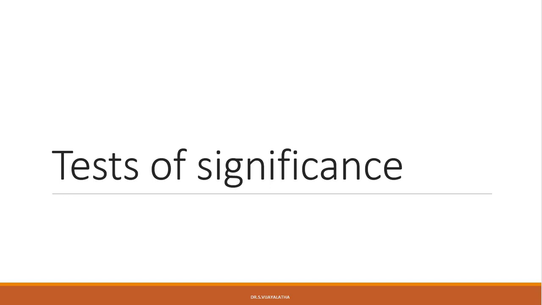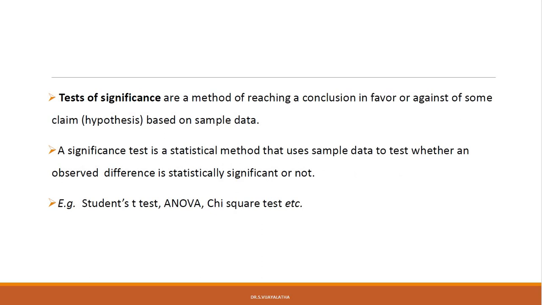In the previous video in the biostatistics series, we saw about the measures of descriptive statistics. Tests of significance are classified under inferential statistics. Tests of significance are a method of reaching a conclusion in favor or against a hypothesis based on the data that has been collected. It may also be defined as a statistical method in which we use the sample data to test whether an observed difference is statistically significant or not.